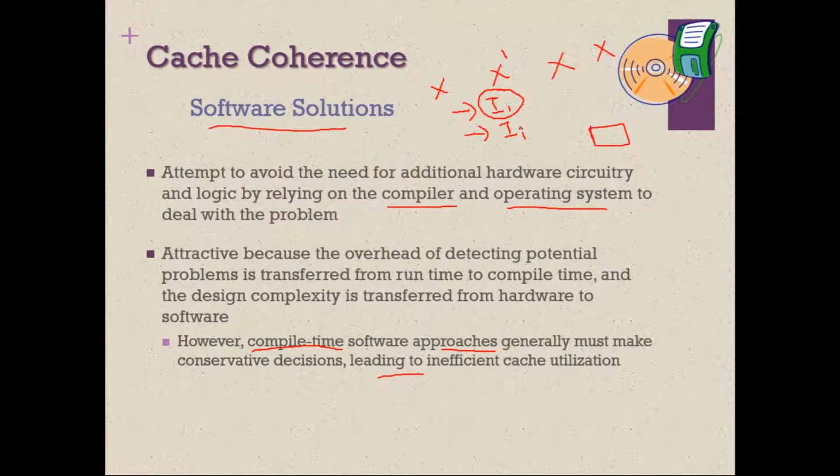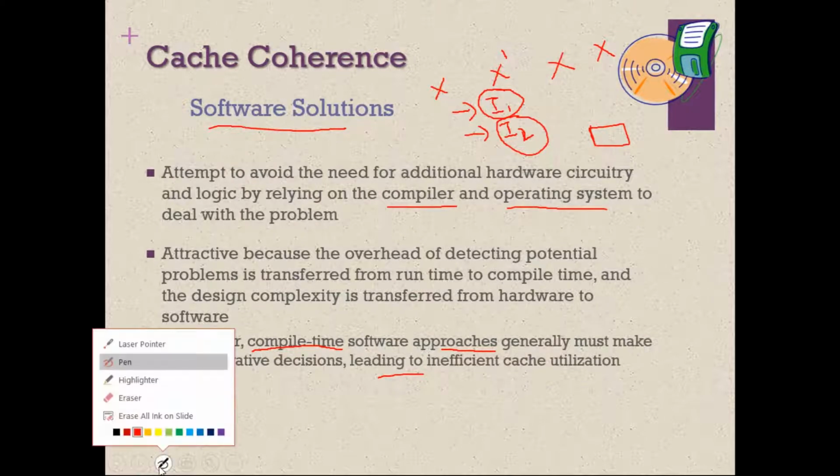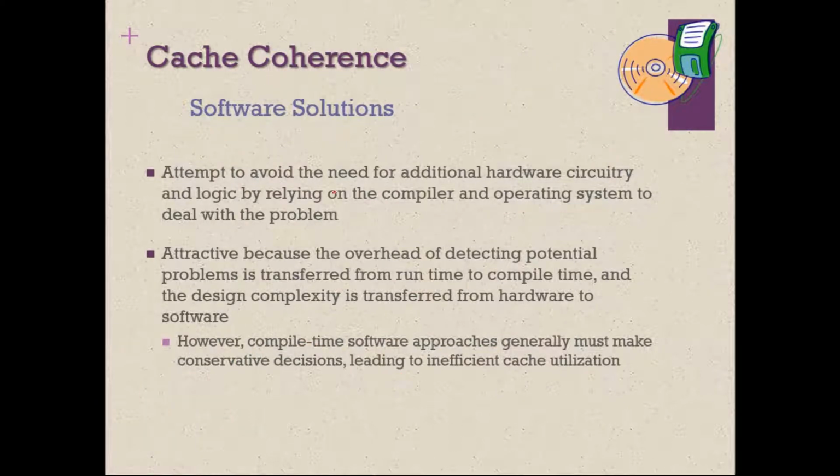Okay. If there is another instruction I2, and if it predicts that it may not create a cache coherence problem, then the compiler will allow this instruction to be cached. So this is the basic principle by which the software based solution works. The advantage of the software based solution is we do not require any special hardware circuitry or any special logic to deal with the cache coherence problem. It can be dealt with by the compiler and the operating system itself.